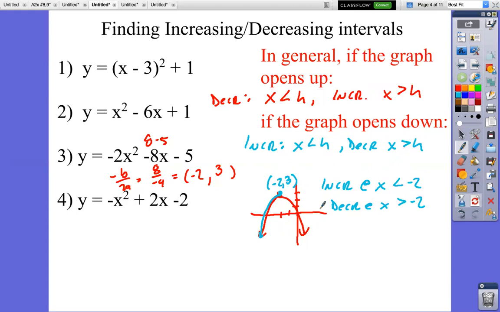And then what's the K value? That is my maximum value, which in this case, my maximum value is 3. I know there's a lot of information. None of this is difficult, but it's tough to keep straight. I get it. So try number 4 real quick.